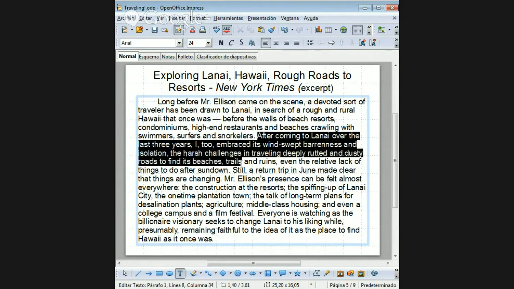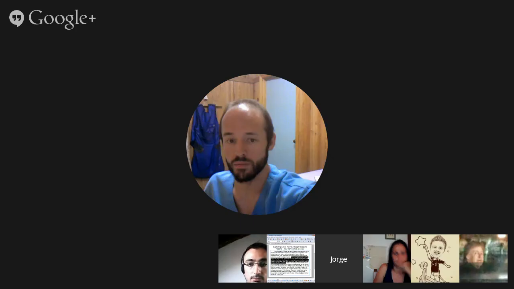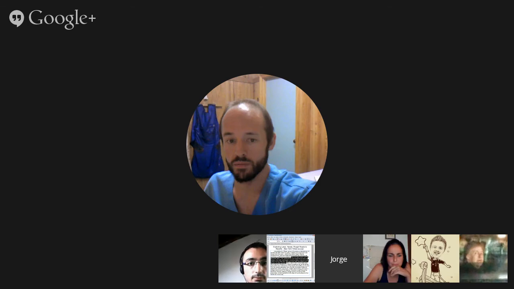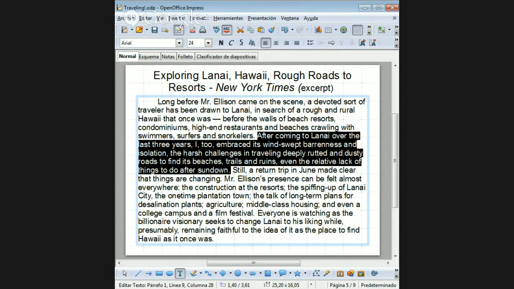And let's have Jorge. Can you read the next sentence? Okay. After coming to Lanai over the last 3 years, I too embraced its windswept barrenness and isolation. The harsh challenge in traveling deeply rutted and dusty roads to find its beaches, trails and ruins, even the relative lack of things to do after sundown. Good. Can you repeat rutted? Rutted. And ruins. Ruins. Yeah, rutted, ruined. Perfect.